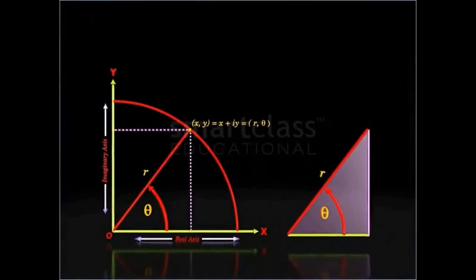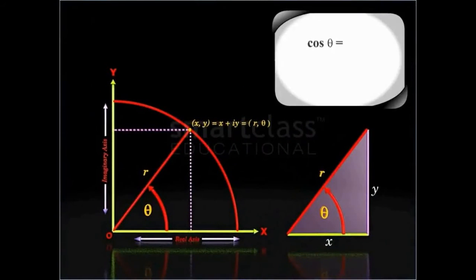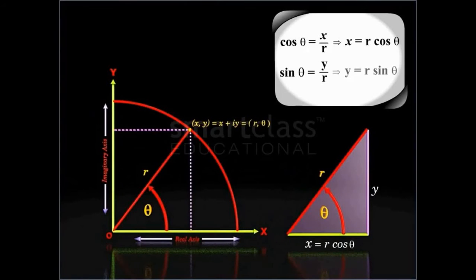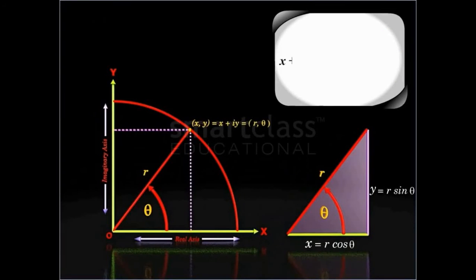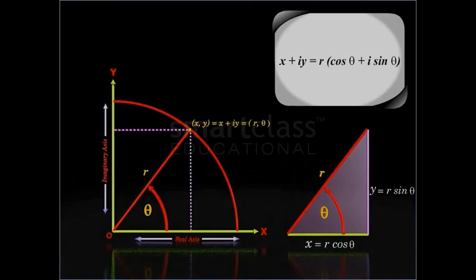In this right angle triangle, cos theta is equal to x upon r and sin theta is equal to y upon r. This further implies that x is equal to r cos theta and y is equal to r sin theta. Substituting these values of x and y in complex number x plus iota y, you get the polar representation of the given complex number as r into cos theta plus iota sin theta whole.